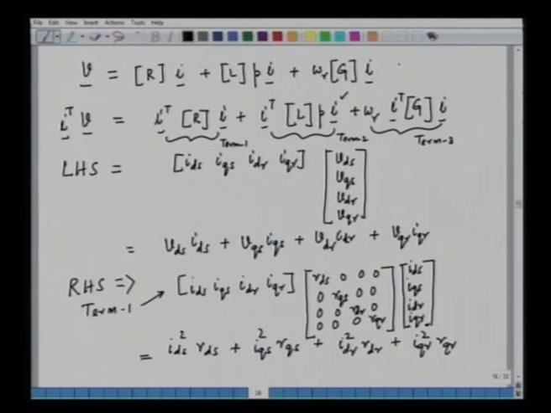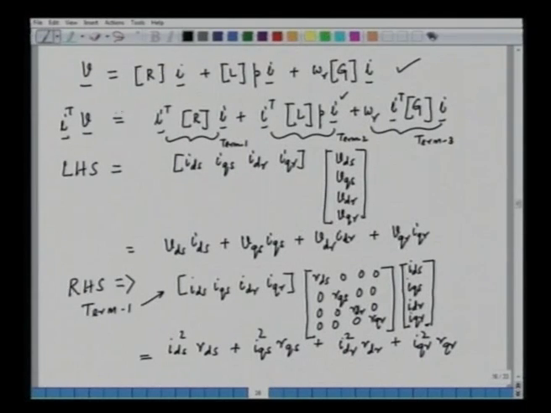Hello. In the last lecture, we discussed the equation of Kron's primitive machine model, and we derived the equation for the voltage in terms of the resistive drop, the inductive drop, and the speed EMF. This is the equation we discussed in the last class: V is equal to Ri plus LPi plus omega_r Gi.